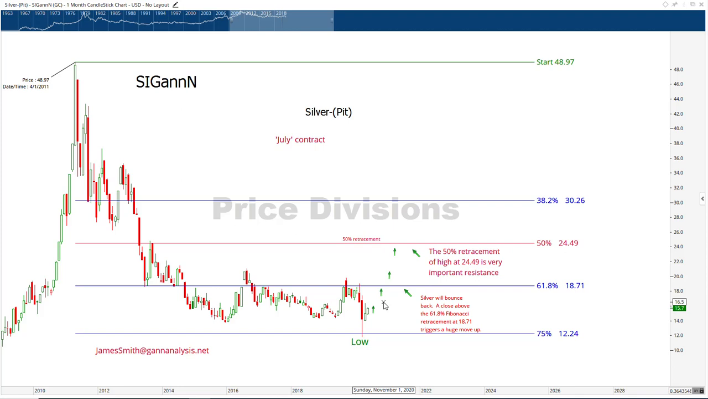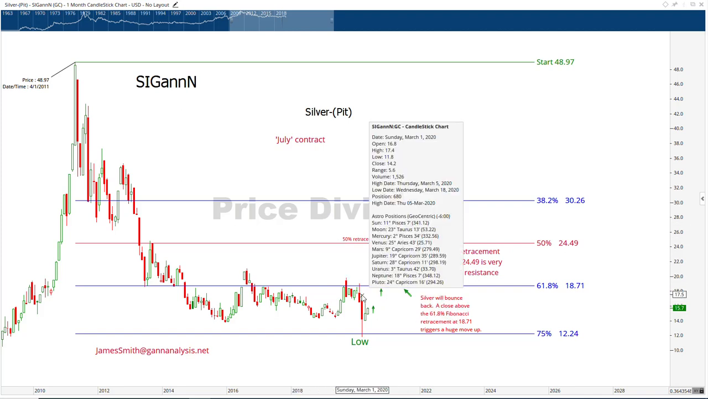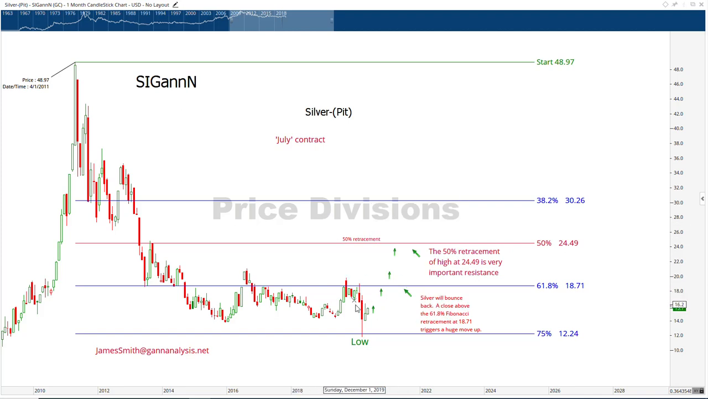And the simple reason is, if you look back through history, every time there's been a bull market in precious metals, silver has always outperformed. So just keep an eye on this level, 1871. If you see silver get above it, on the July contract, you'll know that something big is happening.